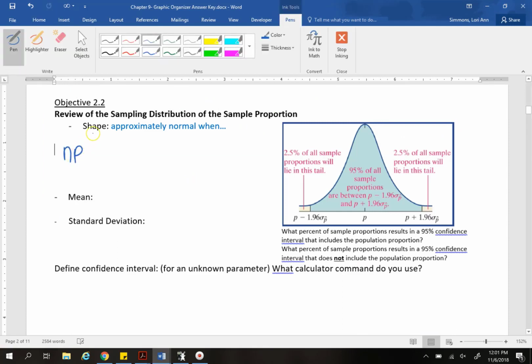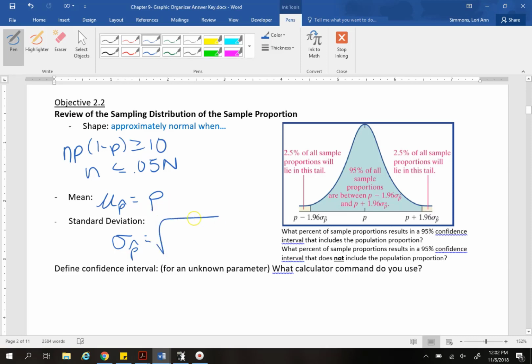So n times p times 1 minus p needs to be greater than or equal to 10 to be approximately normal. And we can just include the independence in this one. So your sample has to be less than or equal to 5% of your population. Your mean is mu sub p-hat equaling p. Standard deviation is sigma sub p-hat equaling the square root of p times 1 minus p all over n.